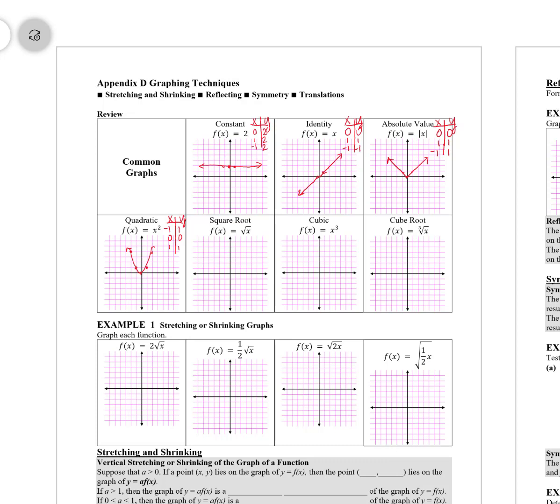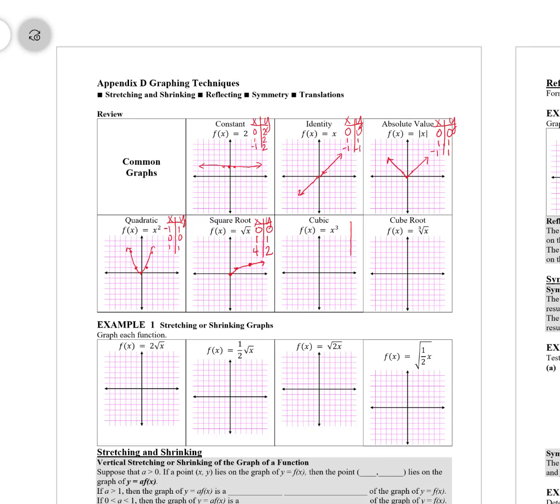The square root function, well, for this one, x cannot be negative because the square root of a negative is not a real number. So lowest value you can have for x is 0. Square root of 0 is 0. Square root of 1 is 1, and then square root of 4 is 2. Do you see how I'm choosing numbers that are easy to find the square root of? So we have 0, 0, 1, 1, and then 4, 2. So for this graph, it starts at 0, 0, and then it keeps increasing.